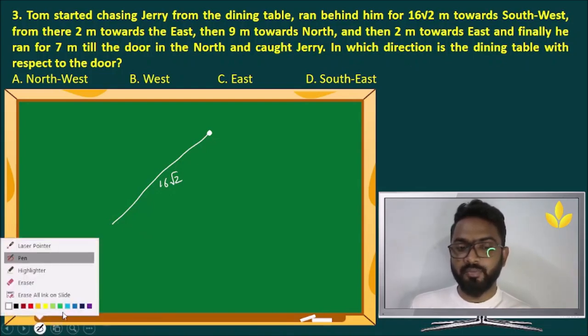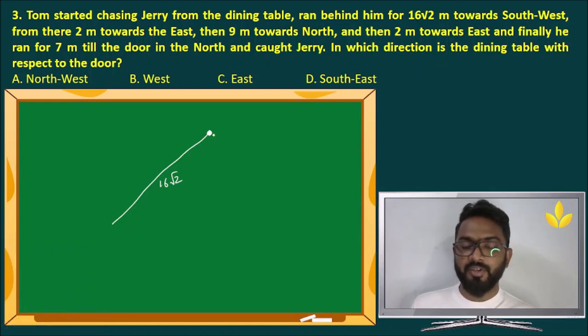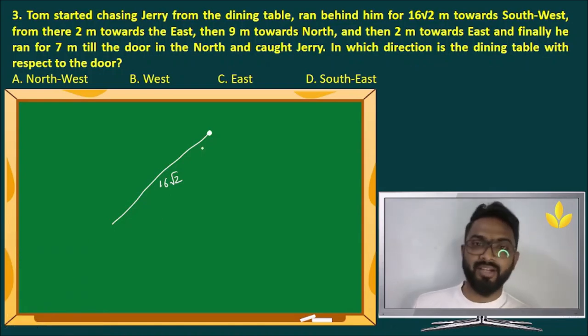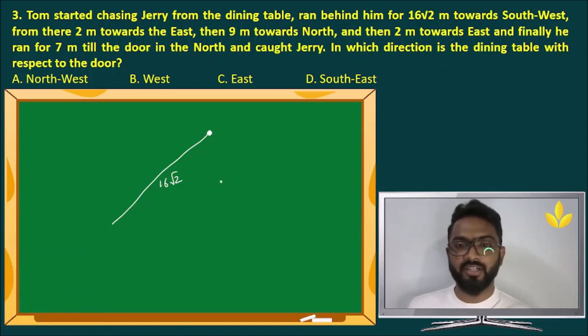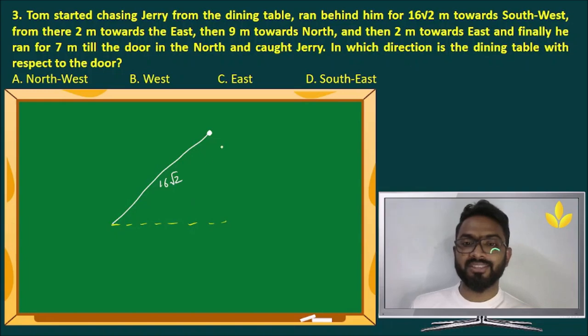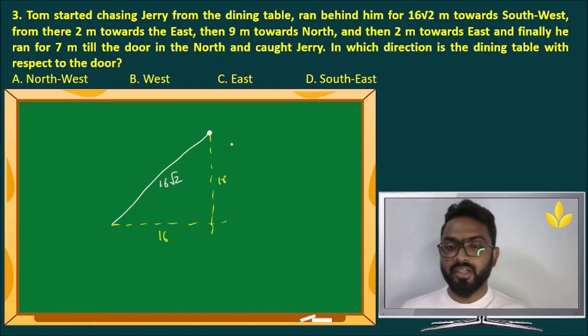Now I'll give you a piece of advice. Whenever you have something root 2 in a slanted direction like this, and the horizontal and vertical lines are not there, you draw them. According to Pythagoras theorem, if this is 16 root 2, this has to come from a right angled triangle with sides of 16 as well as 16. After this, let's carry on. 16 root 2 over here, so 16, 16.